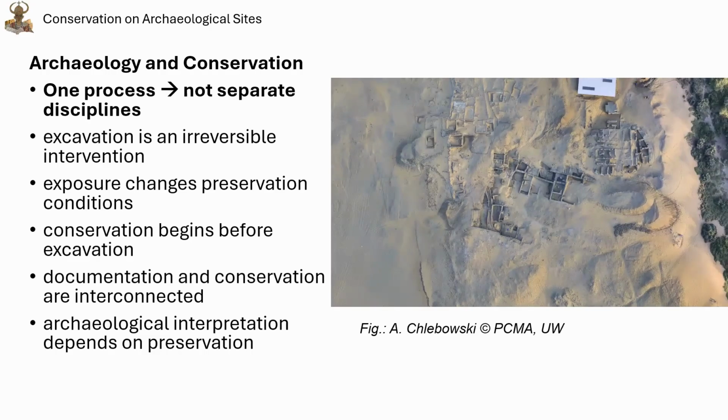The aim of this section is therefore to establish a short framework before moving to deterioration processes and risk assessment. The central principle in modern archaeological conservation is that archaeology and conservation cannot be separated, because excavation is not a neutral activity. The moment we excavate, we transform the archaeological contexts.